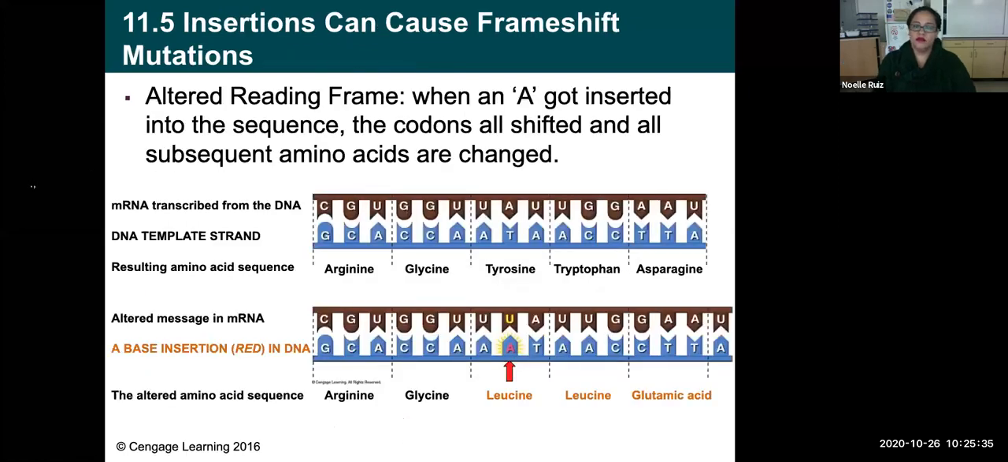So this is just another example using actual DNA and amino acids instead of words. So an altered reading frame: when an A gets inserted into the sequence, the codons are all shifted, and all of the subsequent amino acids are changed. So that middle amino acid is supposed to be tyrosine, but an A got inserted somehow and changed that first one to leucine, the second one to leucine again, the third one to glutamic acid. So the whole rest of the protein is messed up because the amino acids got shifted.